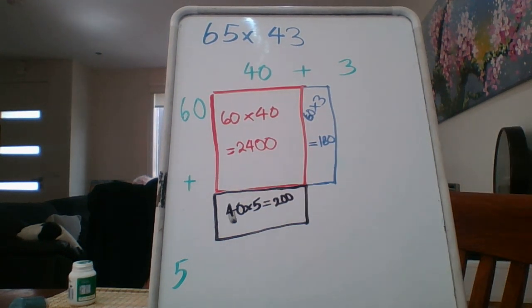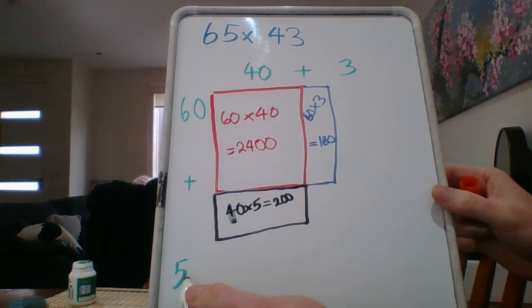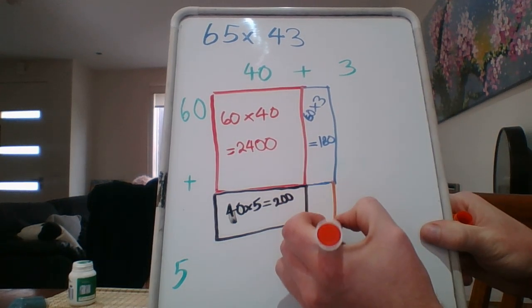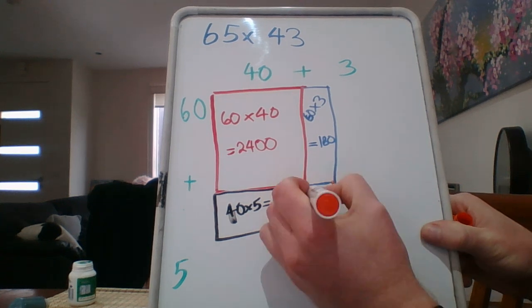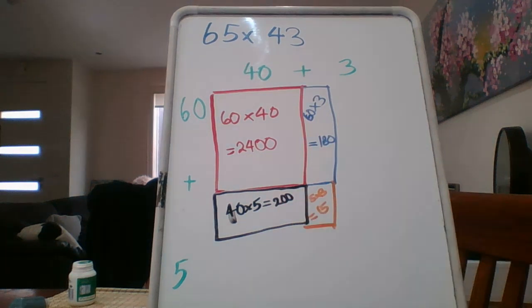And then in my last little section down here, I've got a nice little gap which will fit perfectly for 5 times 3, which equals 15. So what I need to do now is I need to add all of these numbers together to find out what that total area is.